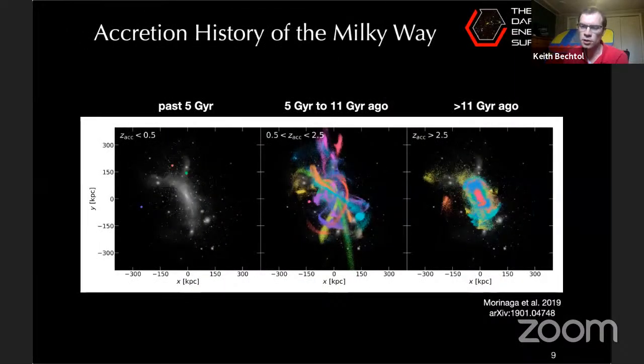Here's another simulation that shows how this stellar halo and how these streams would appear at different points in the history of a Milky Way-like galaxy. So in the left panel here is looking at our Milky Way analog about 5 billion years ago.